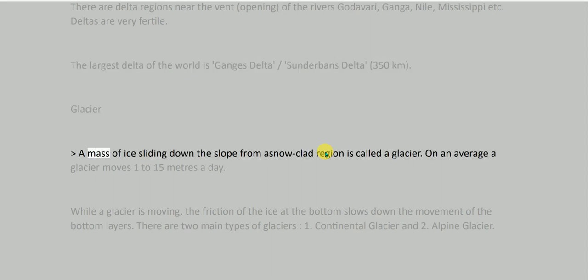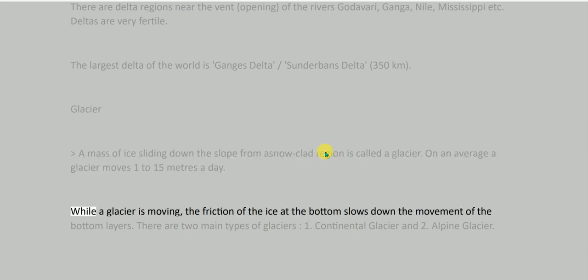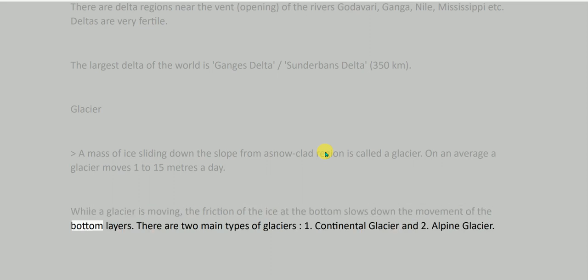Glacier. A mass of ice sliding down the slope from a snow-clad region is called a glacier. On an average, a glacier moves 1 to 15 meters a day. While a glacier is moving, the friction of the ice at the bottom slows down the movement of the bottom layers. There are two main types of glaciers: one, continental glacier, and two, alpine glacier.